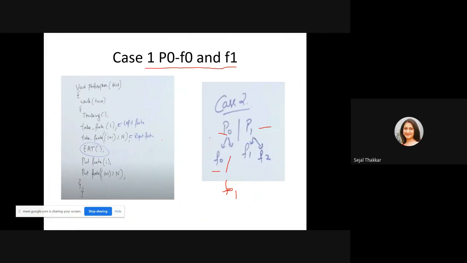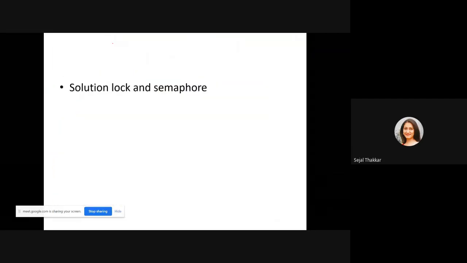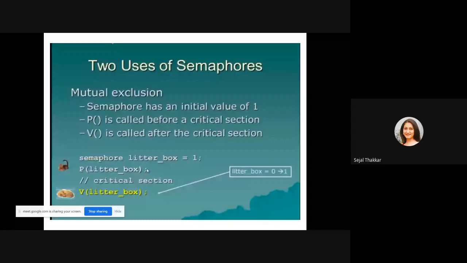So in that case, what happens? P1 will not get a chance until P0 releases the F1 fork. So this is the one situation. Now how can we handle this situation? To handle this situation, we use a semaphore. You know that in a semaphore we have two operations, wait and post, right? Initially all the values are 1. I have even shown you in the litter box example. You can see here in this image. Yes, initially the semaphore value is 1, right?